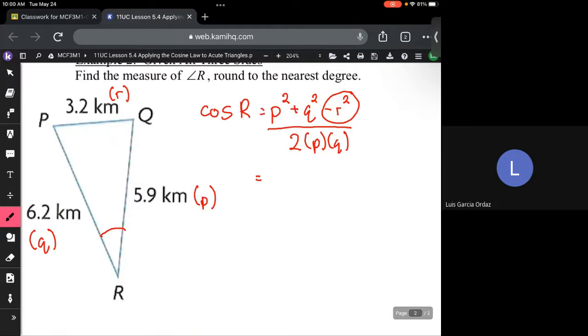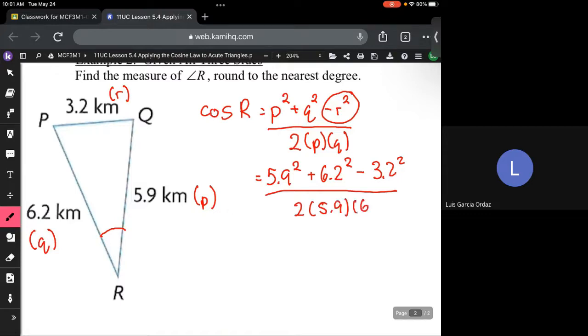So P is 5.9. So I have 5.9 squared plus Q, which is 6.2 squared, minus R, which is 3.2 squared, divided by 2 times P, which is 5.9, times 6.2. So what you're going to do first is everything in the numerator. You can do it all in one shot, or you can do 5.9 squared, write that number, 6.2 squared, write that number, and then 3.2 squared and write that number. It's up to you. Or you can just do it all in one shot if you feel comfortable doing it that way.